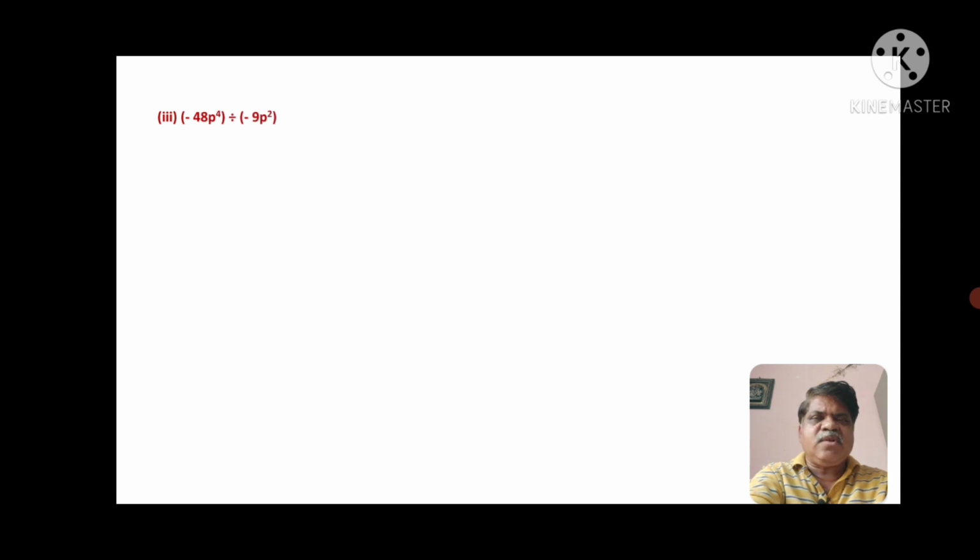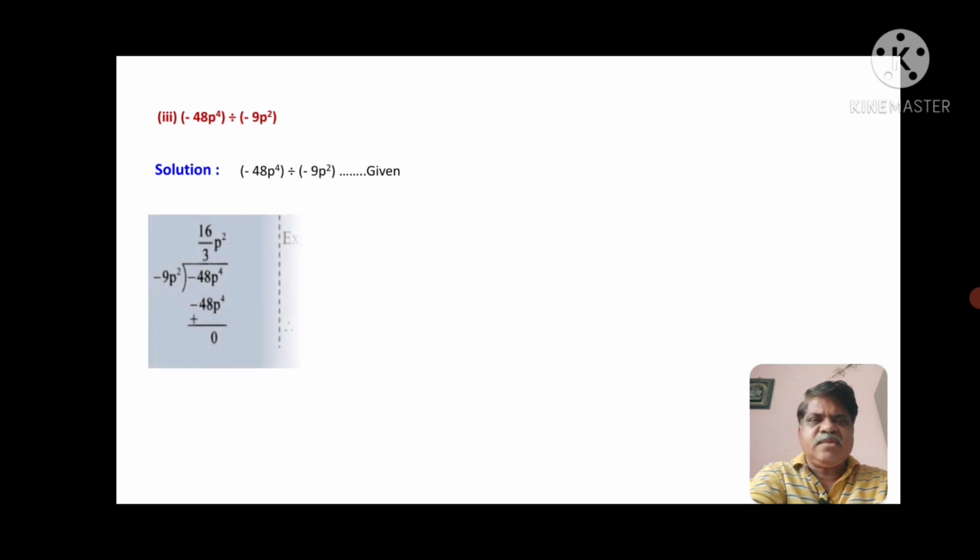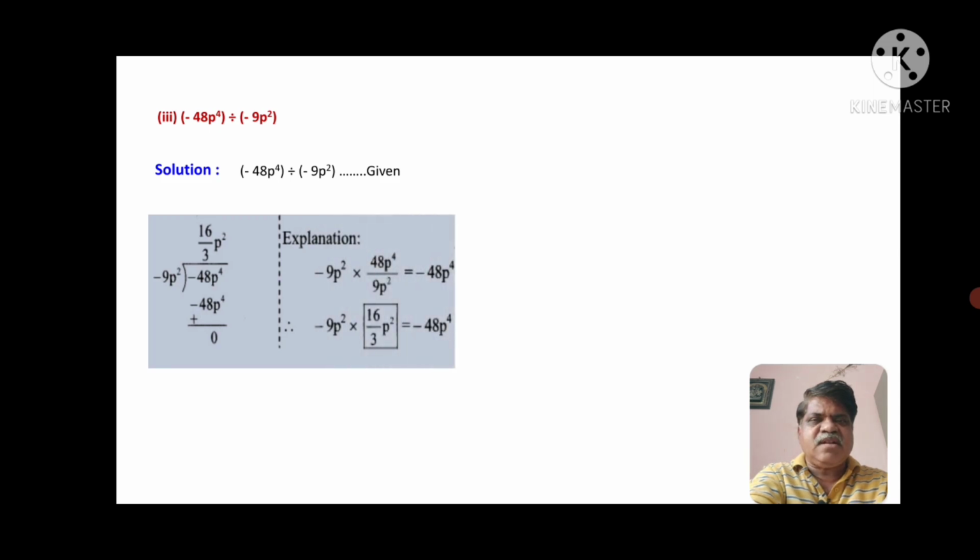Third one, minus 48p4 divided by minus 9p square. Friends, it is given that minus 48p4 is divided by minus 9p square. So the division could be in this way. Here you can see the first half is the division carried out, the second half is the explanation. So we write minus 48p4 as the dividend and minus 9p square as the divisor.